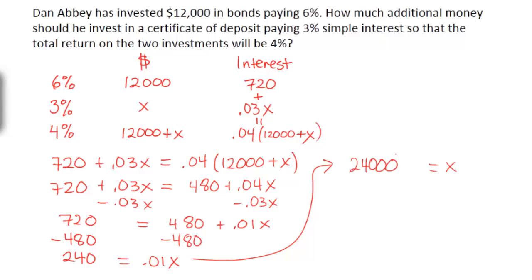Now what does that mean? Well, you can look back at what we labeled that as. It was the money that he needed to put into the 3% account. And that was exactly the question. So $24,000 in the 3% account would be our answer.